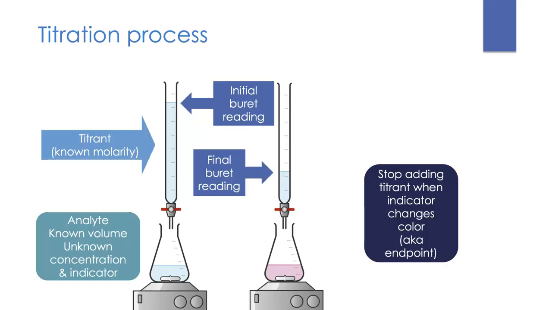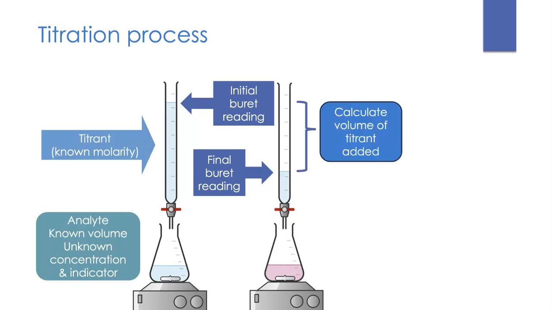The other measurement that we need to make is the final reading of the burette. And again, we're going to record that very precisely. The reason that's important is because the difference of the initial burette reading and the final burette reading gives us the volume of titrant that we added. So when you're doing a titration, there are really 4 pieces of information you need to do the calculations. You need to know the volume of titrant used, you need to know the molarity of the titrant, you need the molarity of the analyte, and the volume of the analyte. You know 3 out of the 4, and the titration calculation will allow you to calculate that missing piece.